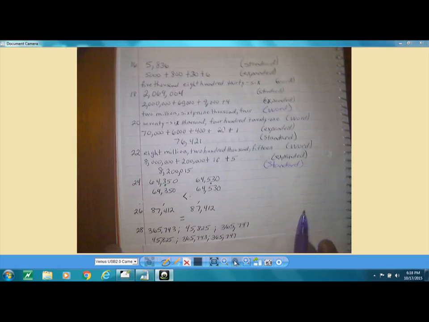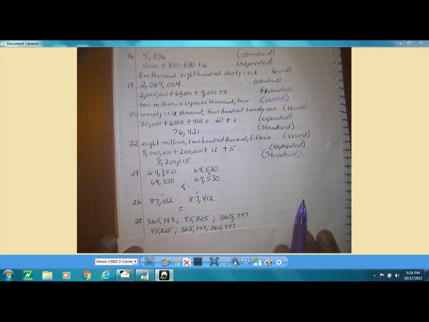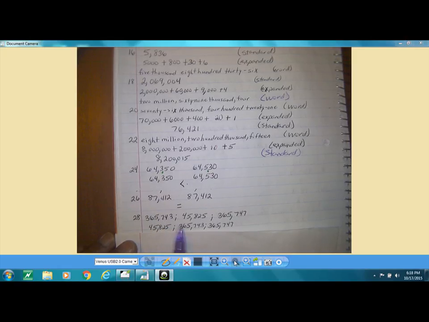365,743, 365,747. The number that you would say first, if you were counting that high, would be the number you write next. And then the other number is the last number in the process. So that's 365,743, 45,825, 365,747.